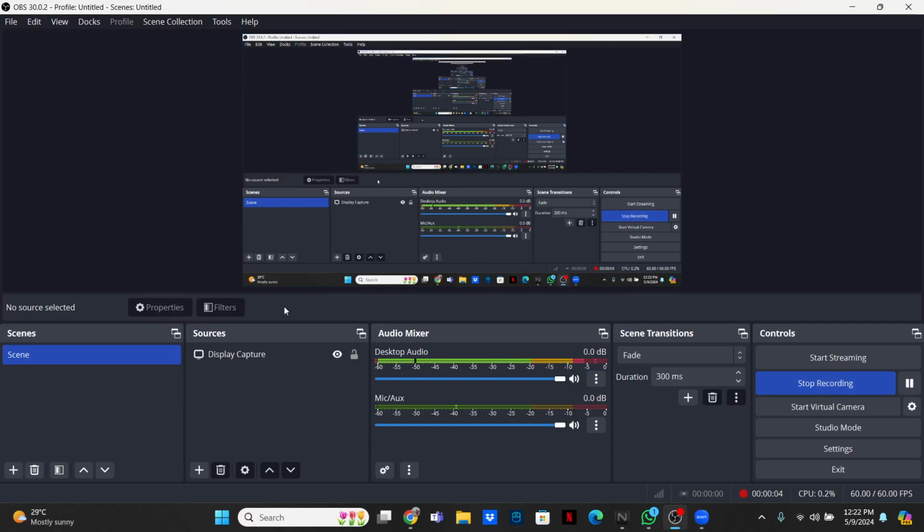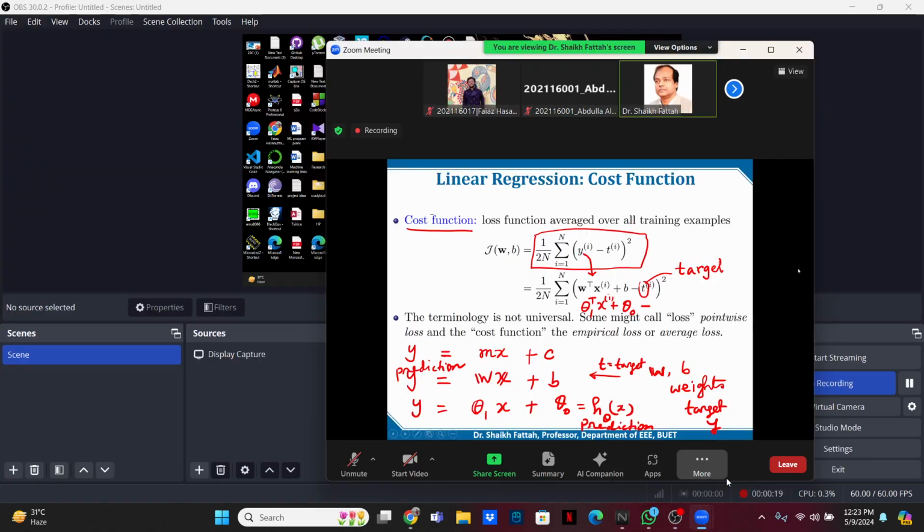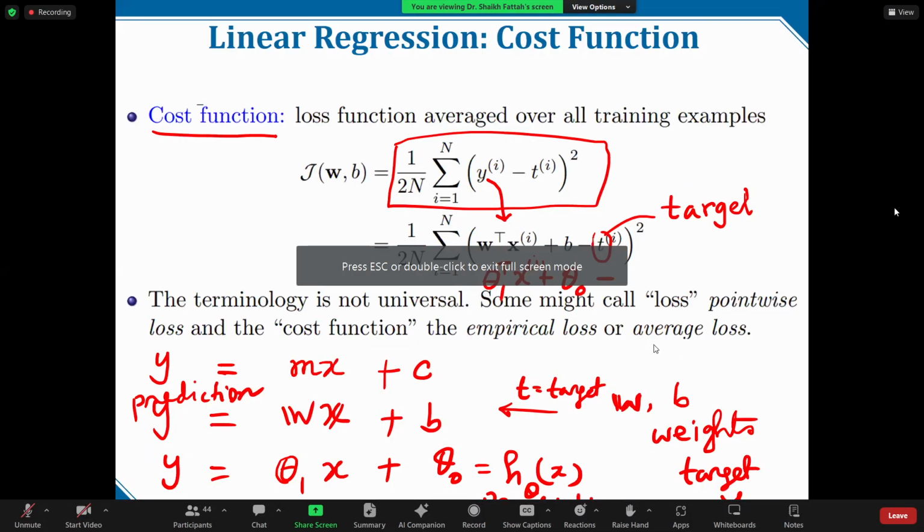In many books, they call it h theta x as the prediction instead of y, and for the target they say y. Just in one slide, I give you some notational confusion. If you understand, then it's not a big deal.